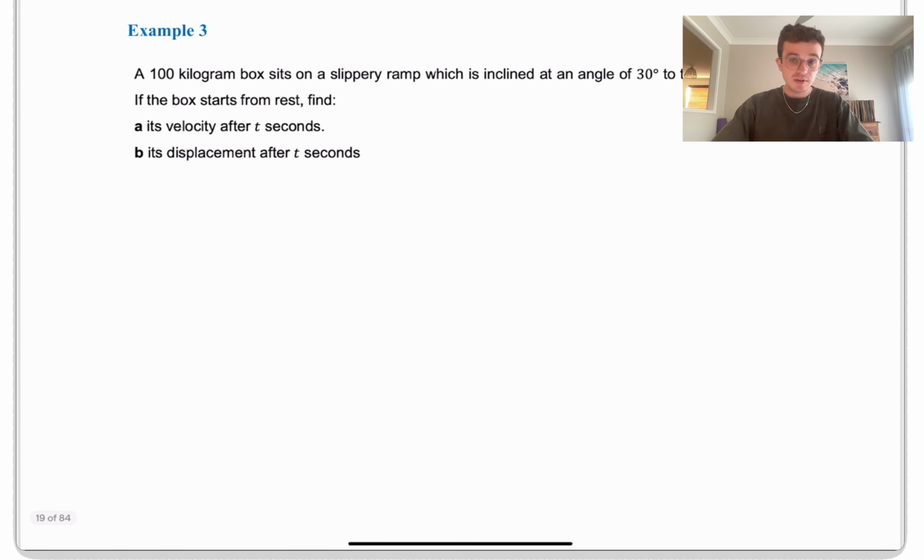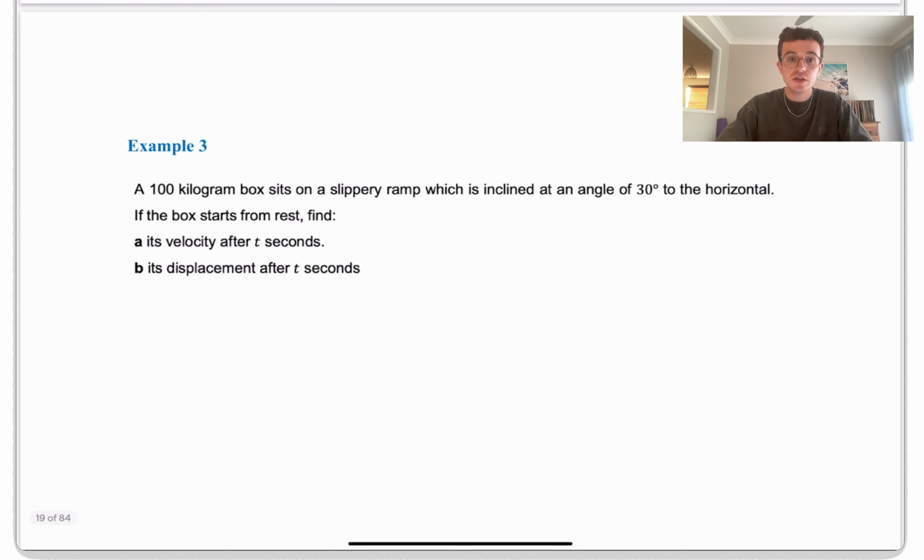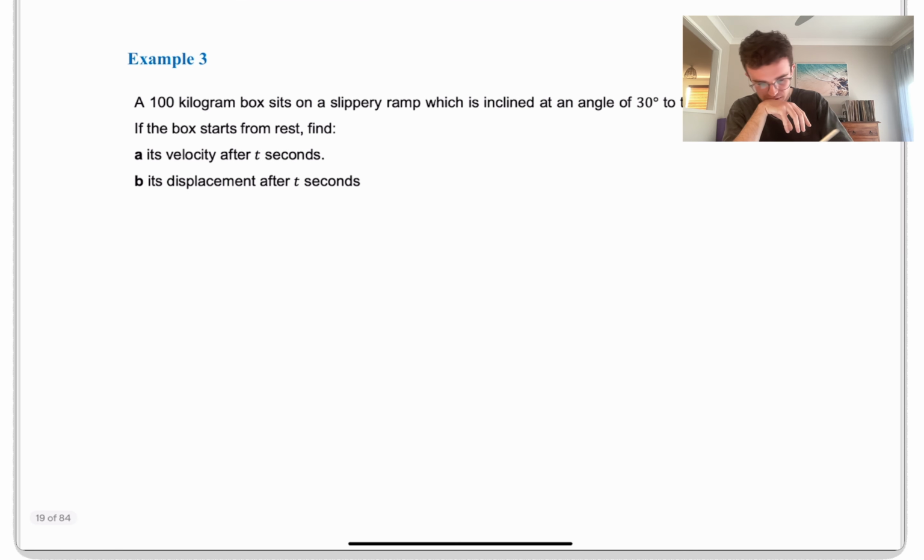Example number 3, they love to have these inclined plane questions, and try to forget how you were taught these in physics, because physics doesn't teach these very well. A 100 kilogram box sits on a slippery ramp which is inclined at an angle of 30 degrees to the horizontal. If the box starts from rest, find its velocity after t seconds.